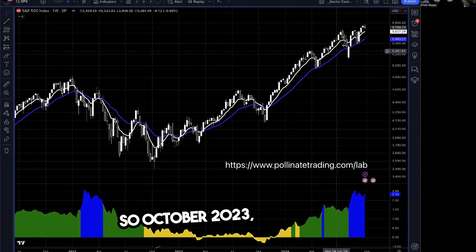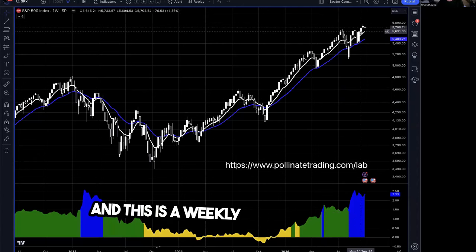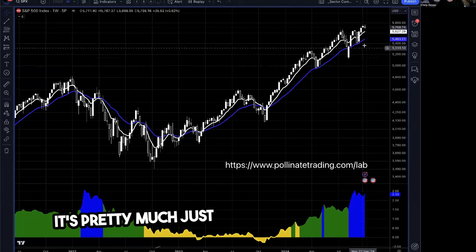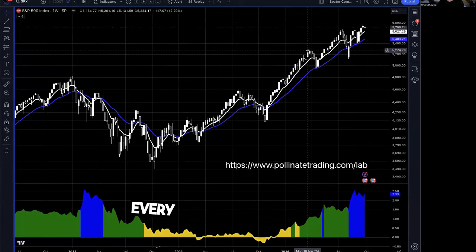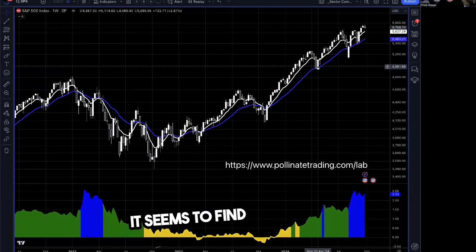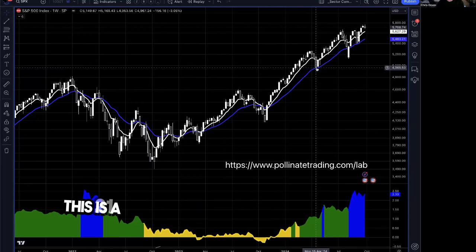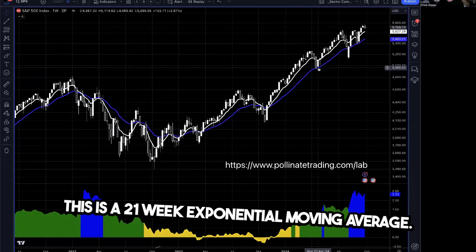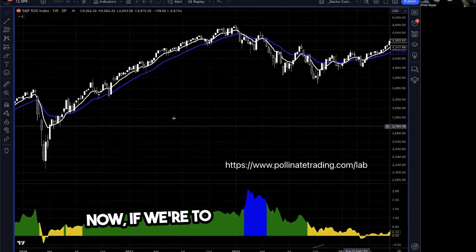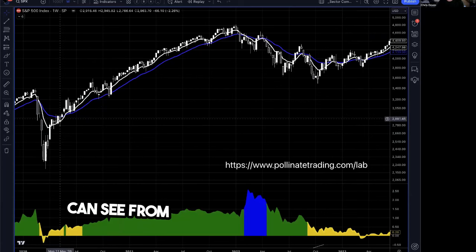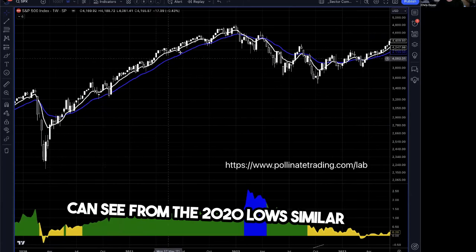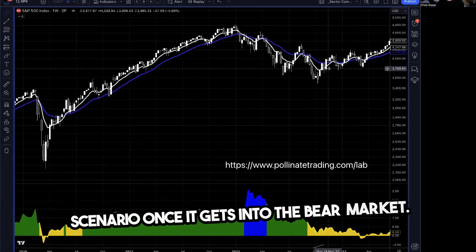So October 2023, pretty much, and this is a weekly chart, by the way, it's pretty much just pumped nice and gently up. Every time it has a pullback, it seems to find that bottom. This is a 21-week exponential moving average. It finds that and it goes. Now, if we're to go back and look, you can see from the 2020 lows, similar sort of scenario once it gets into the bear market.